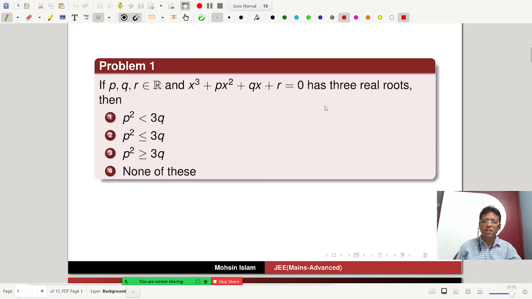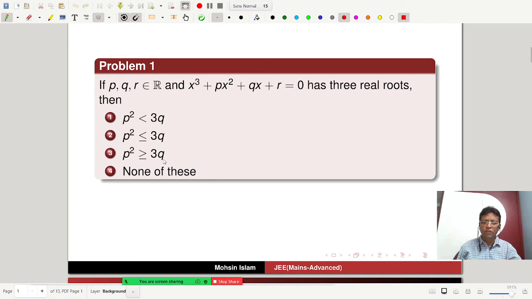Now here it is talking about three real roots. Then you have to find which option is correct. Option 1, p squared less than 3q. Option 2, p squared less than or equal to 3q. Option 3, p squared greater than or equal to 3q. And the fourth option is none of these.